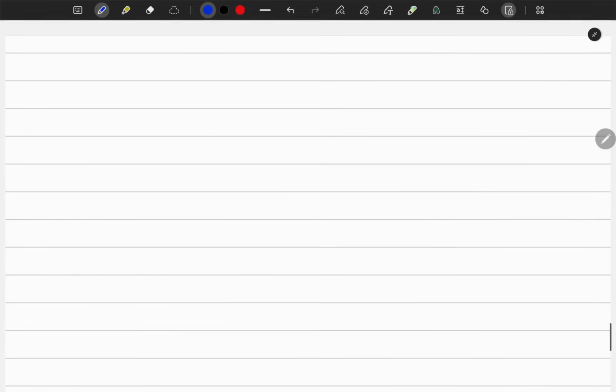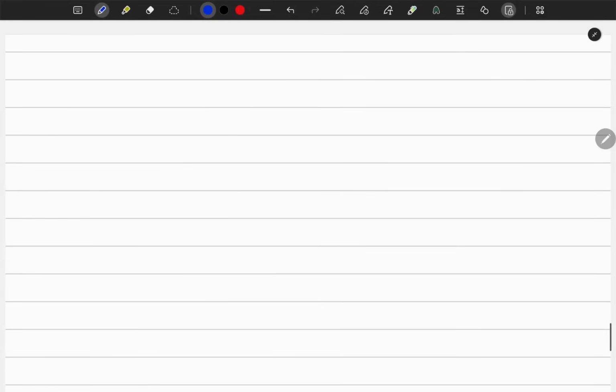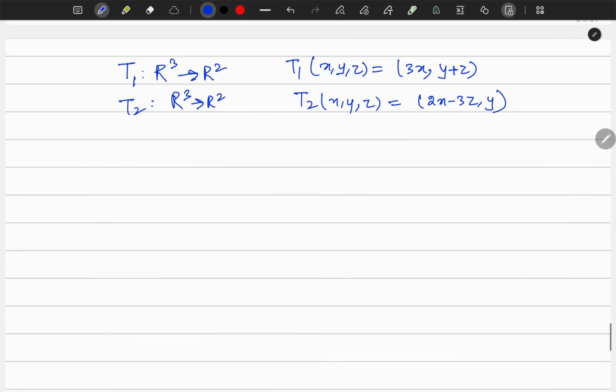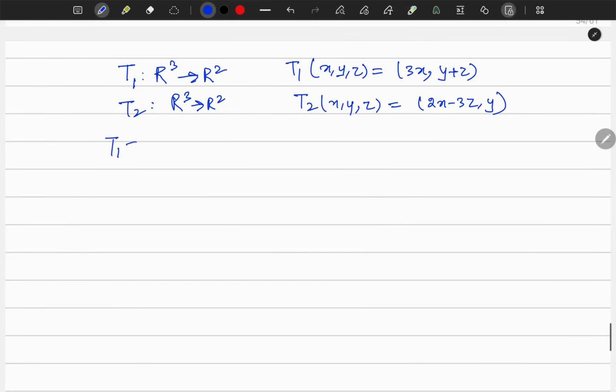Okay, the question will be this. For example, they may ask you, if T1 is from R3 to R2 and T2 is from R3 to R2, defined as T1 of x comma y comma z is equal to 3x comma y plus z, and T2 of x y z is equal to 2x minus 3z comma y. So they may ask you to find T1 plus T2.